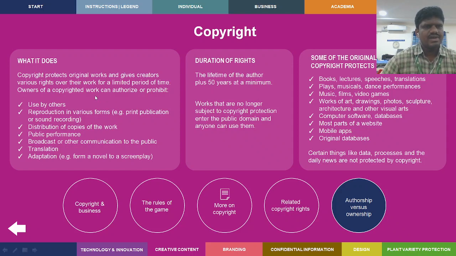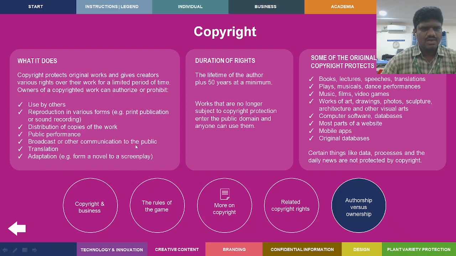Owners of a copyrighted work can authorize or prohibit use by others. Why do you copyright? You can protect against use by others, reproduction in various forms, and distribution of copies of the work. So you should not distribute your copy to others without intimation to the concerned person. Public performance: you should not give easy access to anyone.